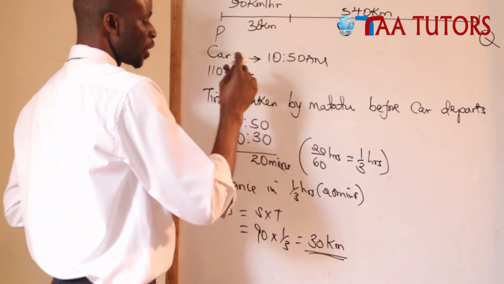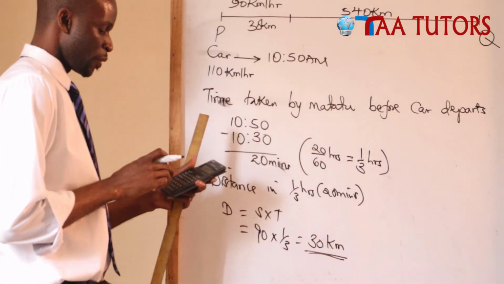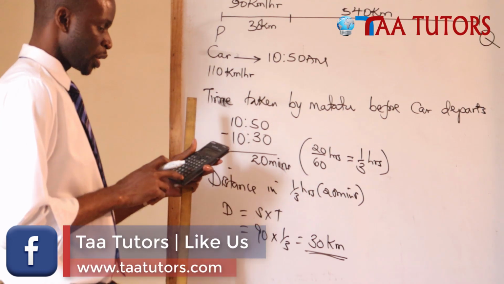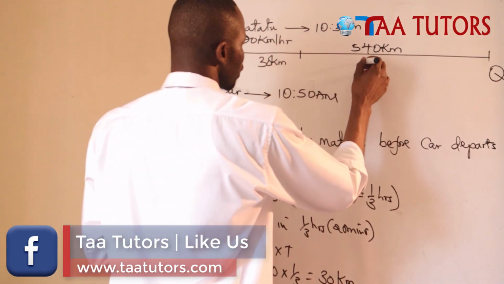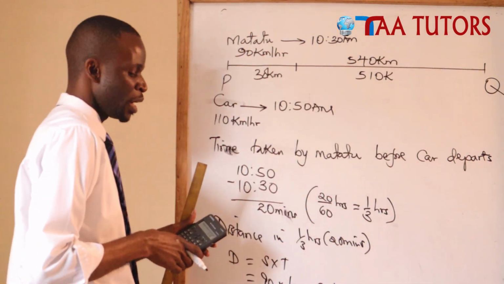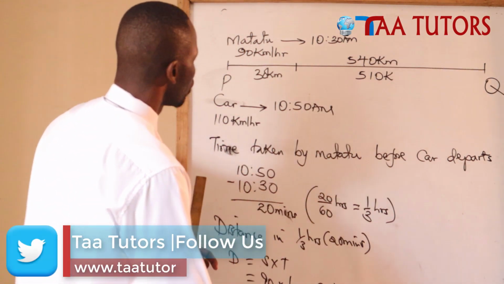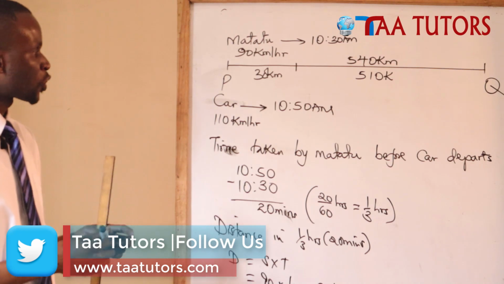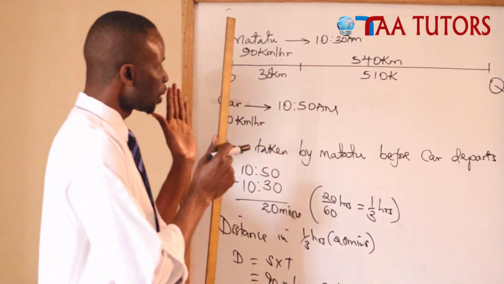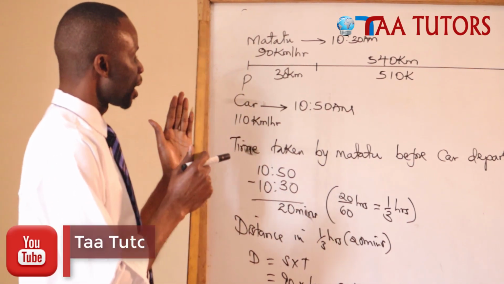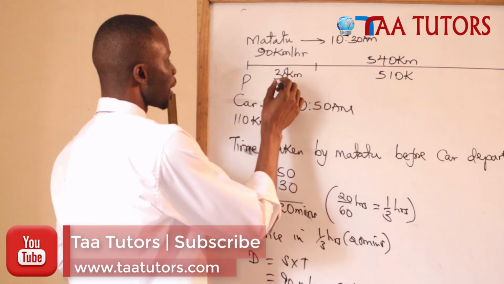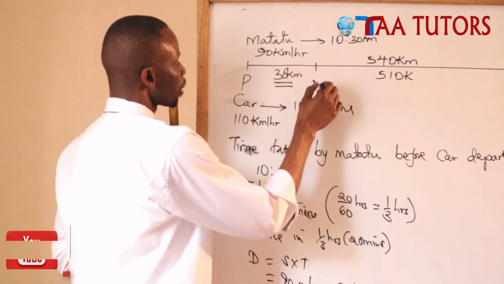It means that, viewer, if we subtract 540 minus 30, we have 510. This 510 is the distance remaining for the matatu to cover. But now, because these objects are moving towards the same direction, the distance between them by the time the car begins the journey at 10:50 is actually 30, because that time matatu is here.